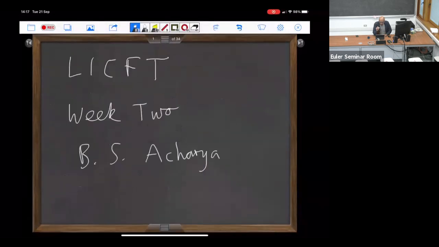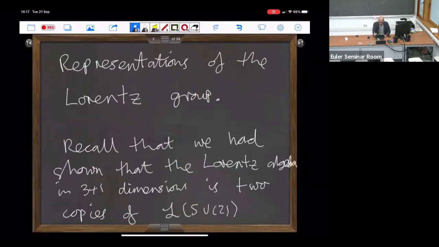I decided to write separate notes each week because the PDF file turns out to be something like 15 megabytes or something, and if we keep going on like that, it'll get too big. All right, so we've already demonstrated that the Lorentz algebra in 3+1 dimensions is two copies of the Lie algebra of SO3, or equivalently, two copies of the Lie algebra of SU2.